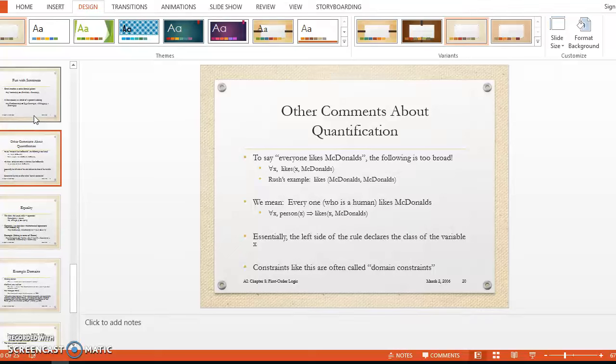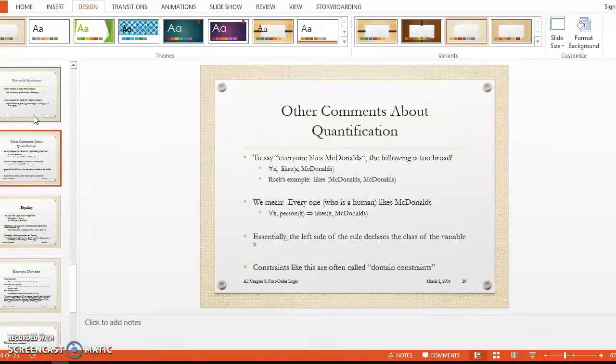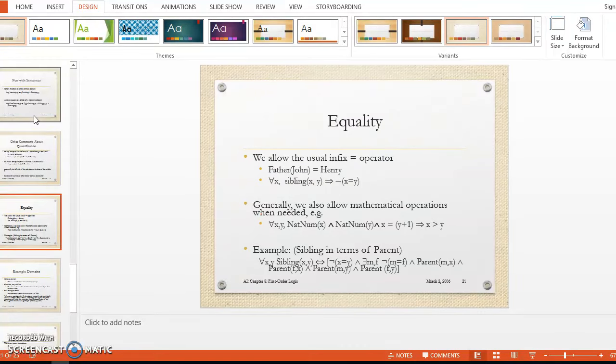And next one, essentially the antecedent of the rule declares the class of the variable x. Constraints like these are often called domain constraints. So here we are going to add one more method, which is called domain constraints. So the domain constraint is one more method of syntax and semantics of first order logic. And next we have given another method, equality.